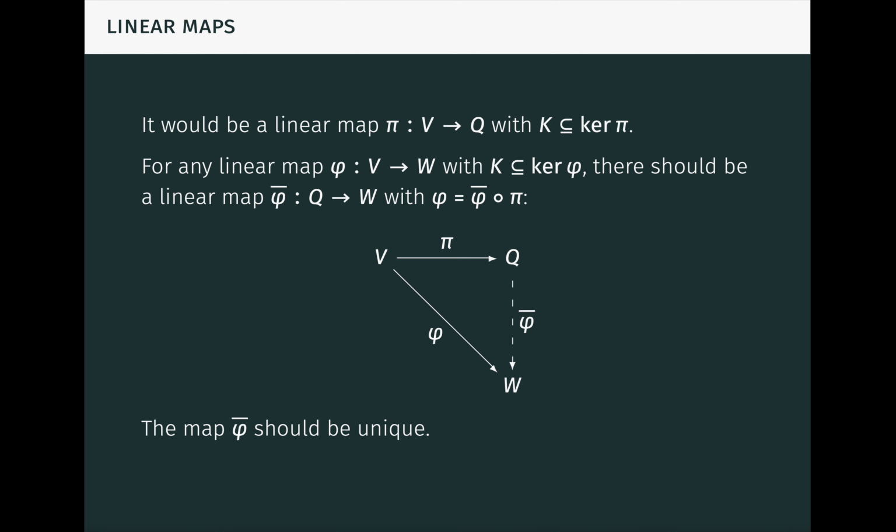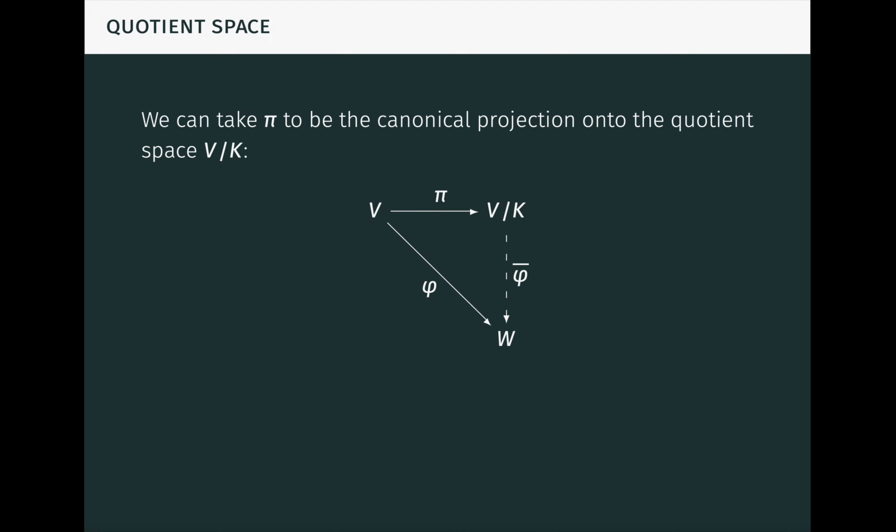The burning question is: is there such a map pi? You may have already guessed the answer. Yes, there is. We can take pi to be the canonical projection onto the quotient space V mod K. It satisfies the universal property on the previous slide. Writing V bar for the projection of the vector V, we have that phi bar of V bar equals phi of V, which is convenient notationally. Importantly, phi bar is well defined because phi kills K.